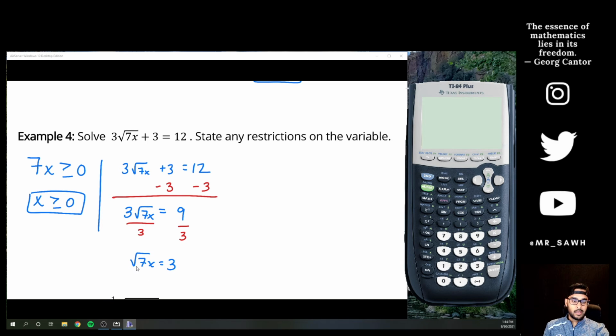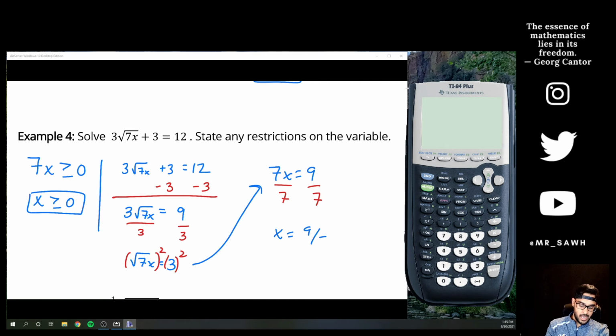Well, now that my radical is isolated, we're going to square both sides because it's a square root. Do that part up there. So I know that 7x is going to be equal to 9. Right? 3 squared is 9. Last step is to get x by itself, so divide both sides by 7. So x is going to be equal to 9 over 7. That is a positive number. It's larger than 0. So I'm good.